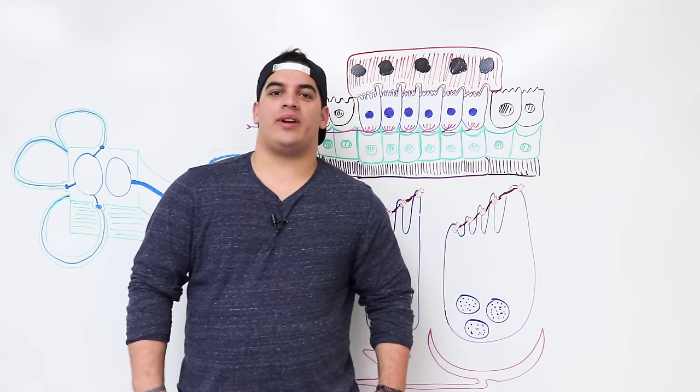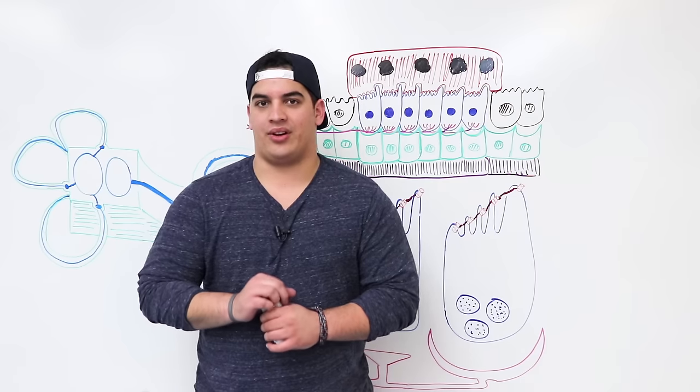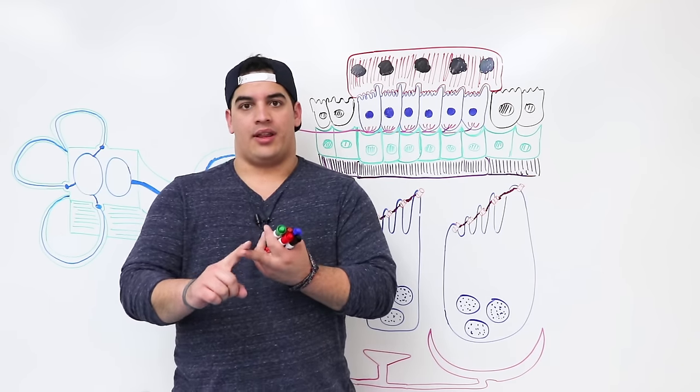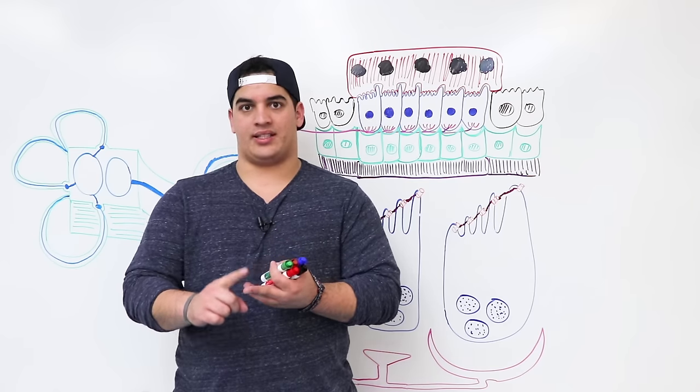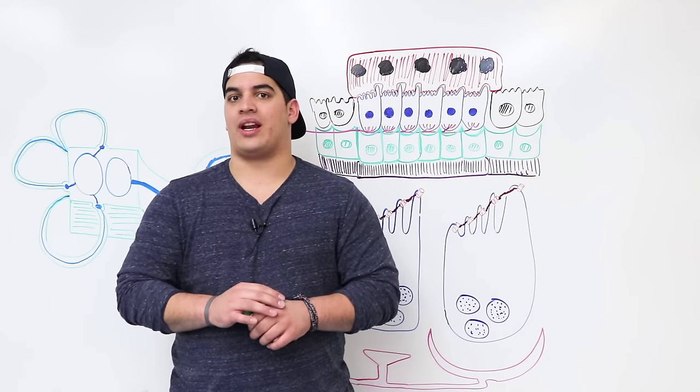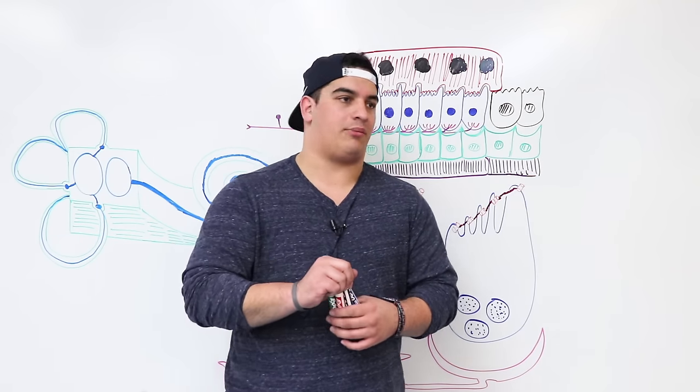All right, Ninja Nerds, in this video, we're going to talk about the vestibule. If you haven't already seen it, please go watch either the anatomy of the inner ear first, then after that, go and watch the cochlea. Now we're going to talk about the vestibule, and in the next video, we'll talk about the semicircular canals. So we're going to dive right into the vestibule.